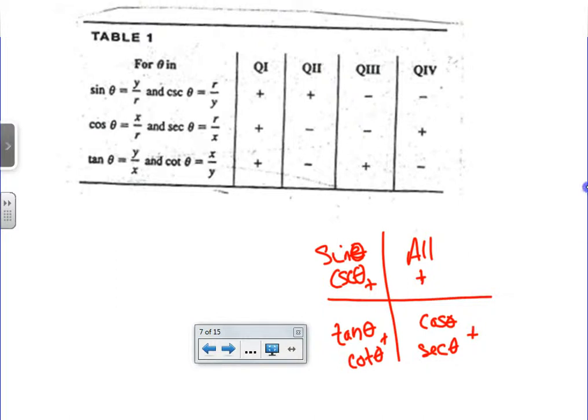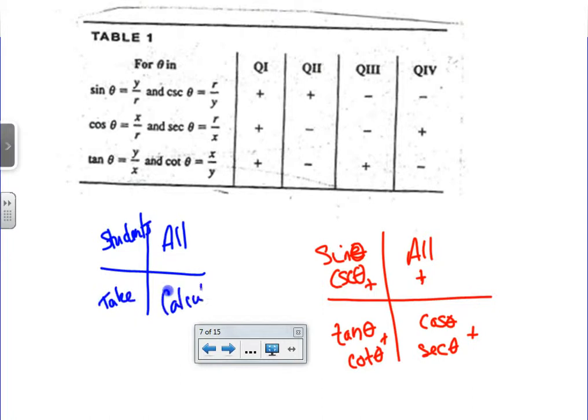So we have a cute little mnemonic device for this. I'm going to draw another coordinate plane for you. And it says: All Students Take Calculus. And All literally represents all trig functions.